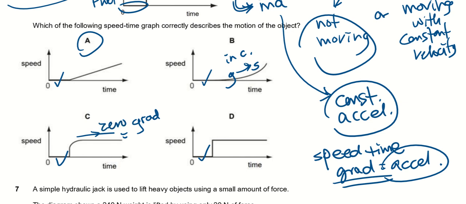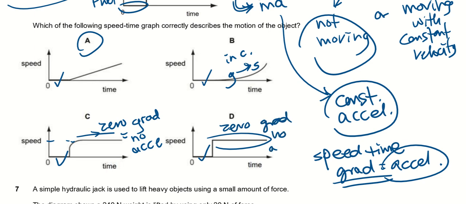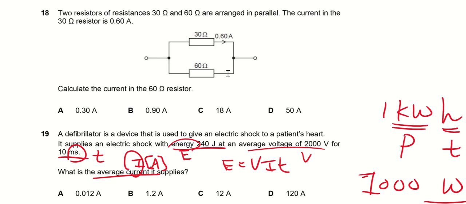That means it has no acceleration. Therefore, it has constant speed. Here is also 0 gradient, that means no acceleration. But I'm looking for the option with constant acceleration, which is actually our constant gradient. So this is our speed time graph. Roughly that was the questions that we have for dynamics. Not a lot, but it appears a lot more in the structured part.